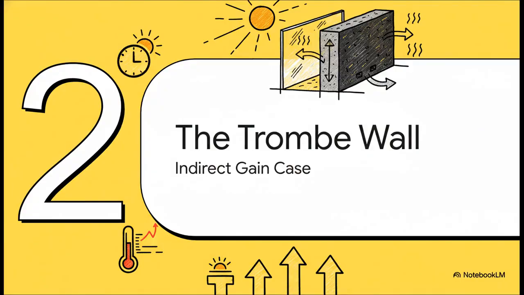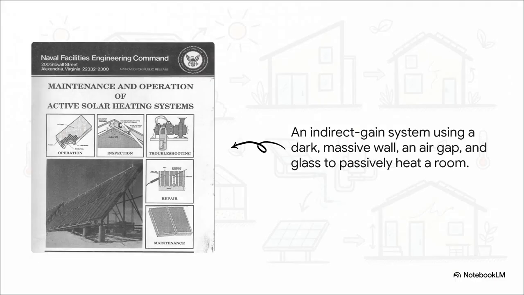All right, let's zoom in on a classic passive system that you absolutely positively have to know, the Trombe wall. This is the perfect textbook example of what we call an indirect gain system. So the big idea here is indirect gain. And all that means is that the sunlight isn't heating the room directly. Instead, it heats up this massive, dark-colored wall that's sitting behind a pane of glass, and then that wall becomes this giant, slow-release radiator for the room.